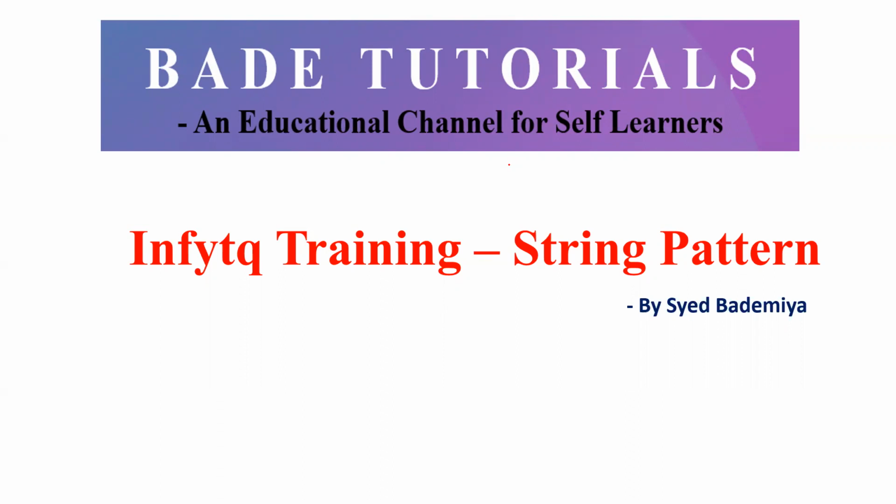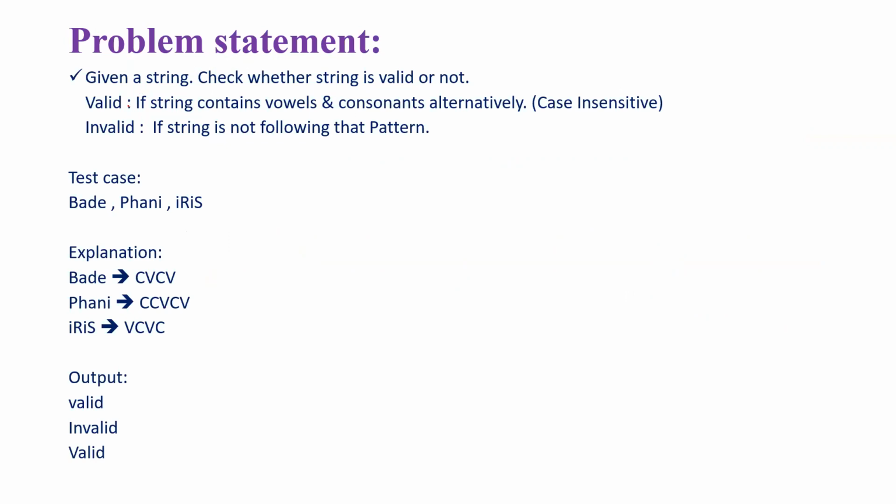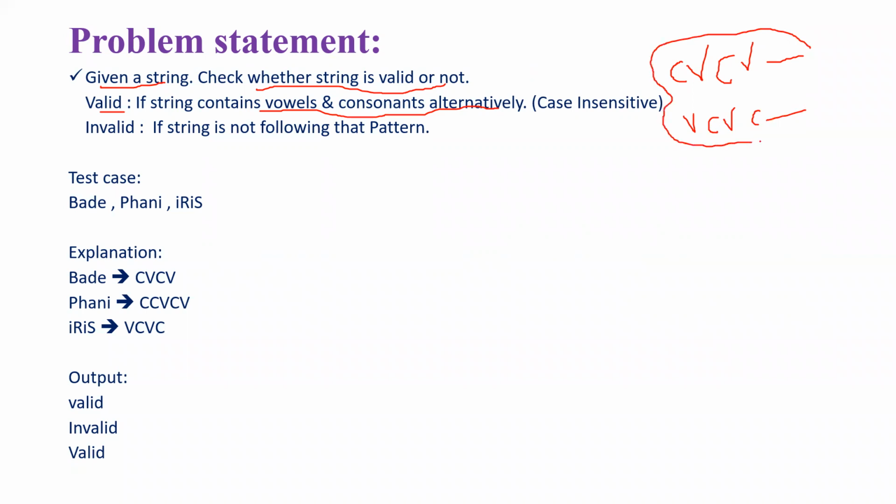Today we are going to see a coding problem related to string patterns. This is the problem statement. You will be given a string and you need to check whether the string is a valid string or not. A string is said to be valid if it contains vowels and consonants alternatively, which means consonant vowel like this, or vowel consonant like this. If a string is following either of these patterns, you can say it is a valid string. If the string is not following these two patterns, you can say that string is invalid.